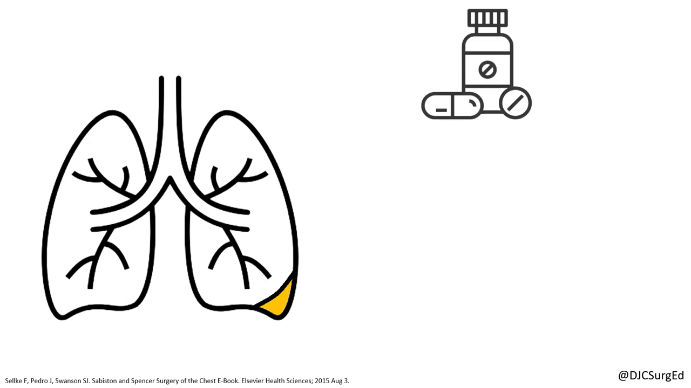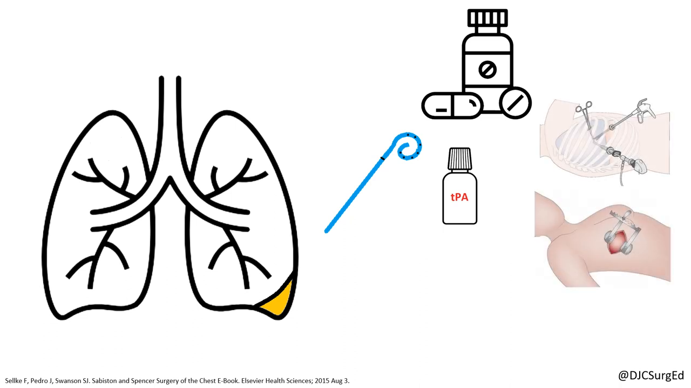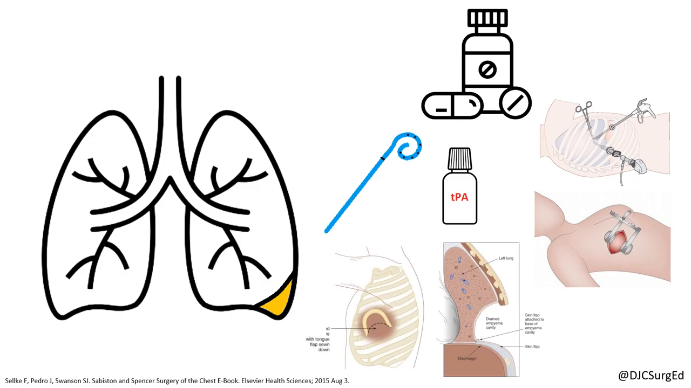Antibiotics are the cornerstone of treatment for pneumonia and parapneumonic effusion. Drainage of pleural fluid is necessary for complicated parapneumonic effusions. Options include tube thoracostomy with or without intrapleural fibrinolytics, thoracoscopic or open thoracotomy drainage with decortication, and chronic open drainage.